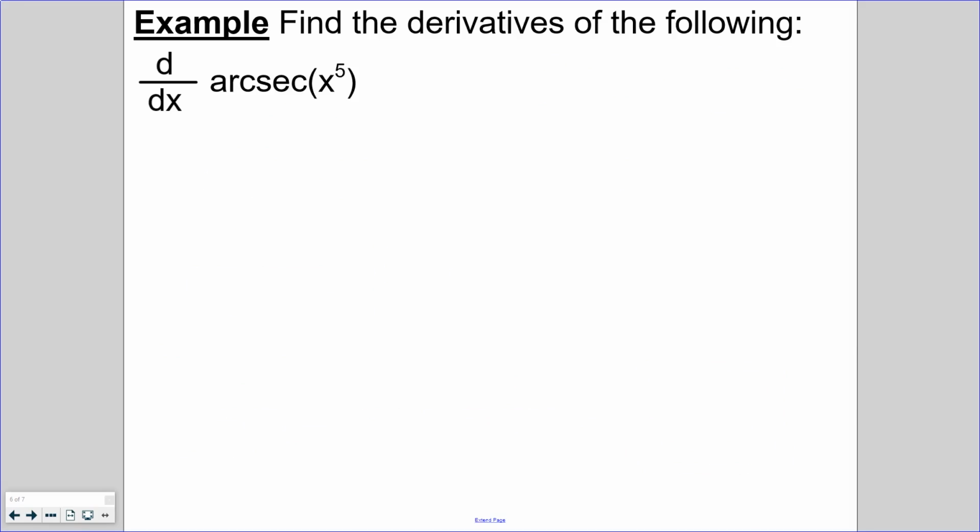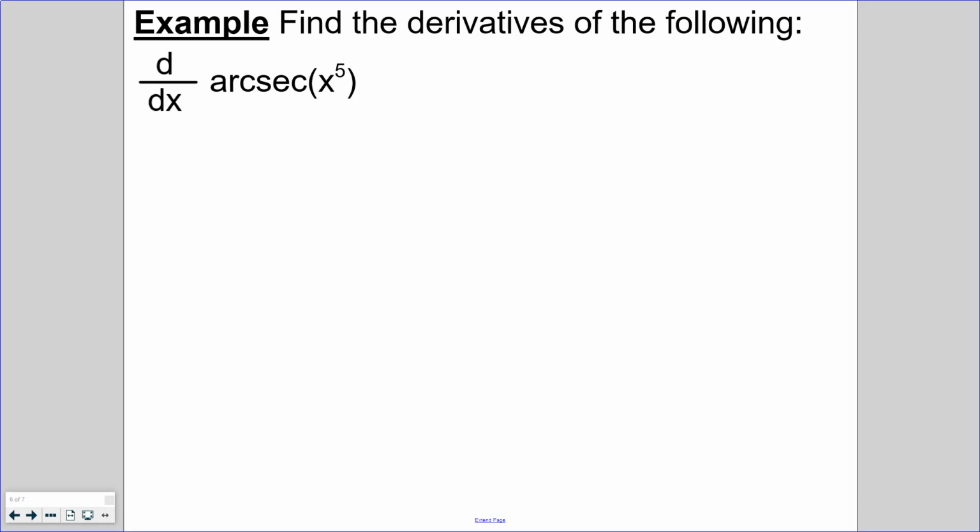All right, our next example, we want to find the derivative of arcsecant of x to the 5th. Now, since our whole goal is to do everything in one step, we don't want to do that side work. We want to do all that side work in our head so that we don't have to waste our precious time writing that out. So we're going to try that here.